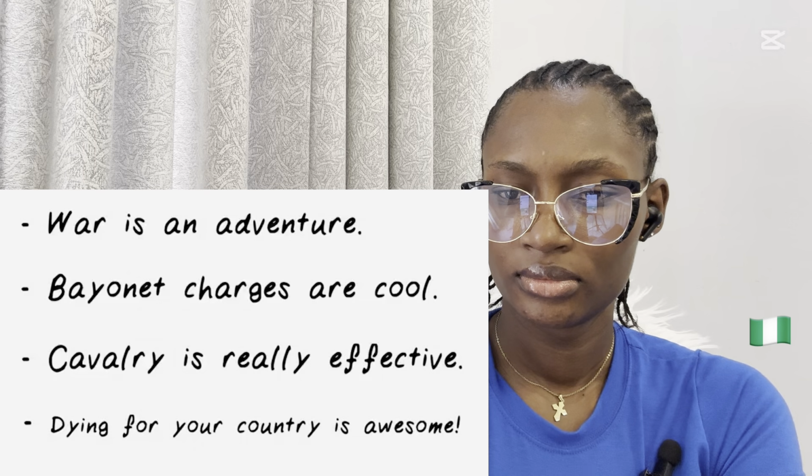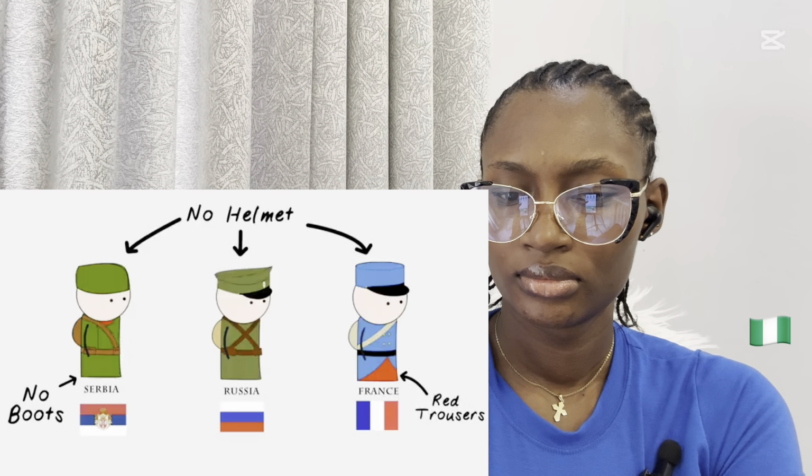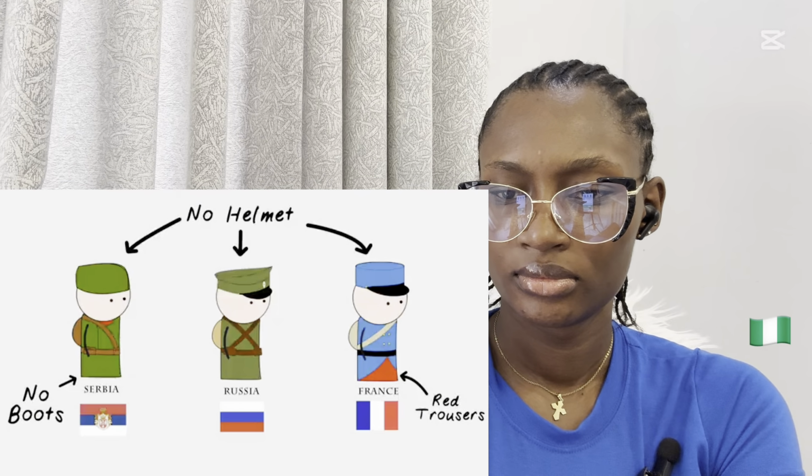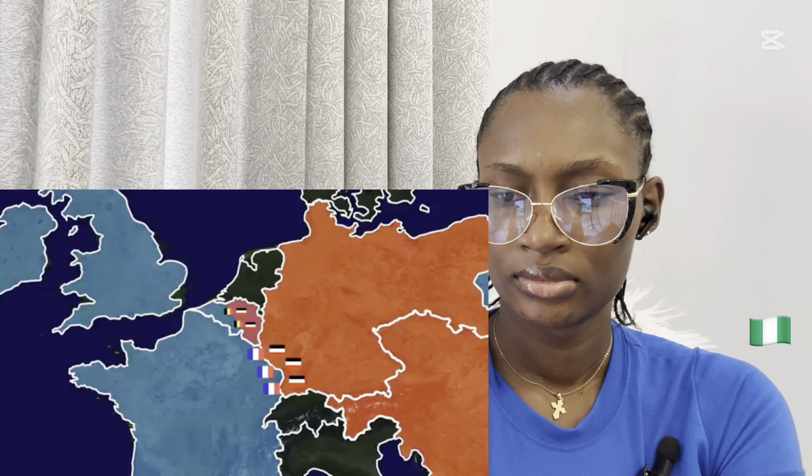All the nations involved in this war went in with an old school war mentality, and all of them had to update their uniforms and tactics a lot during the Great War. Because this war was going to be like nothing anyone had ever seen before.